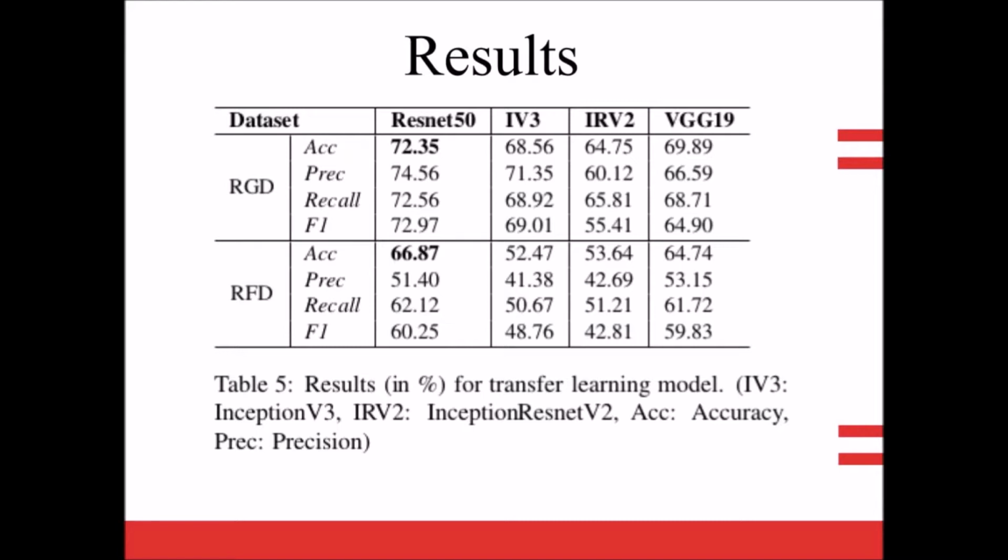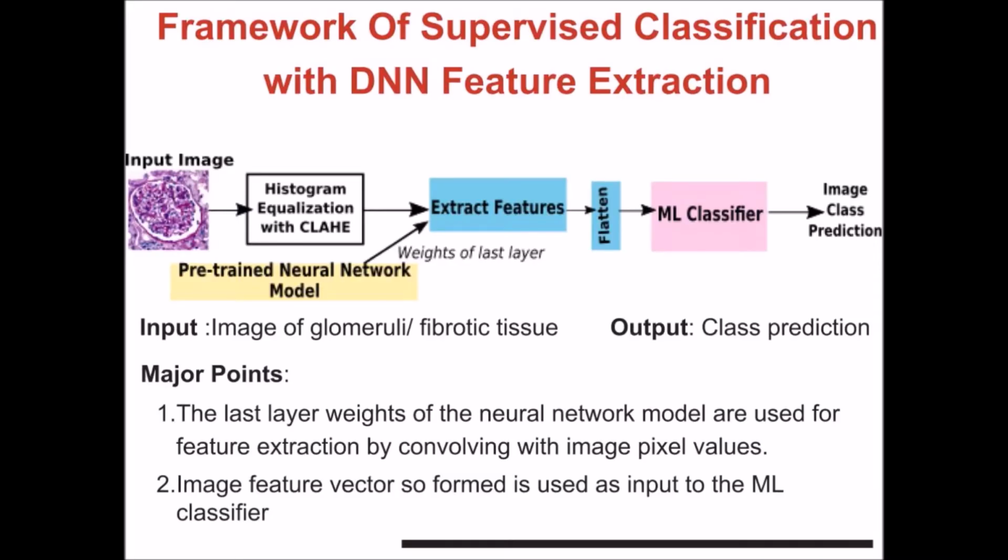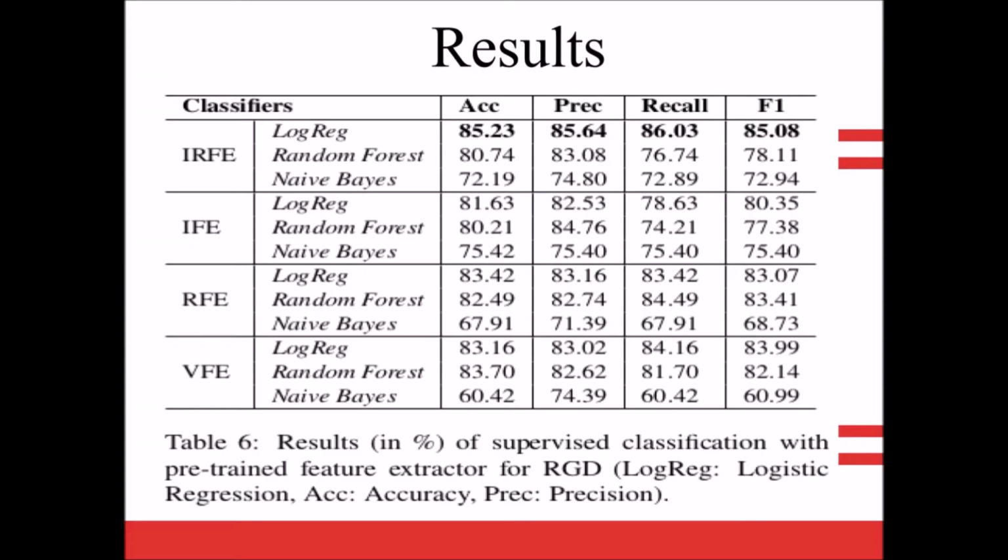The given slide shows the framework of a supervised classifier with feature extraction using pre-trained transfer learning methods. Basically, the last layer weights of the neural network model are used for feature extraction by convolving with image pixel values. The image vector so formed is used as input to the ML classifier. The following two slides show the results for the above architecture. Empirically, image features from Inception ResNet, followed by classification using logistic regression, perform the best for both glomeruli and fibrosis classification.